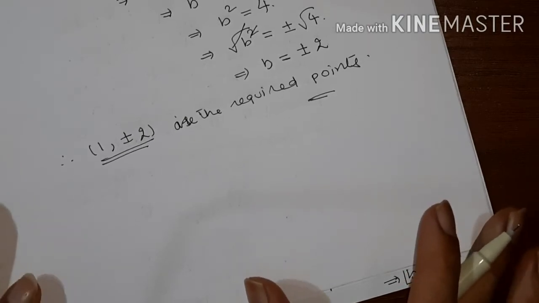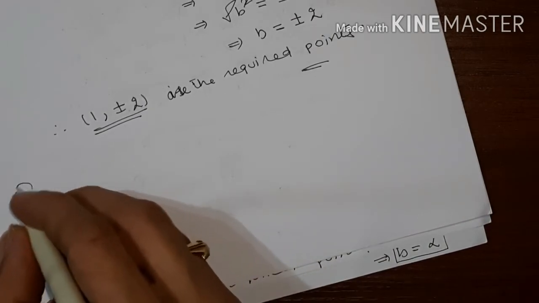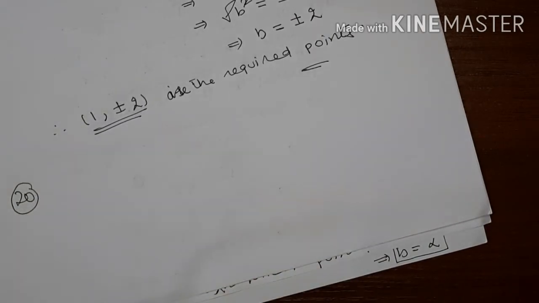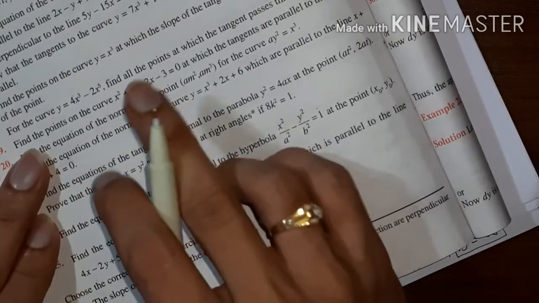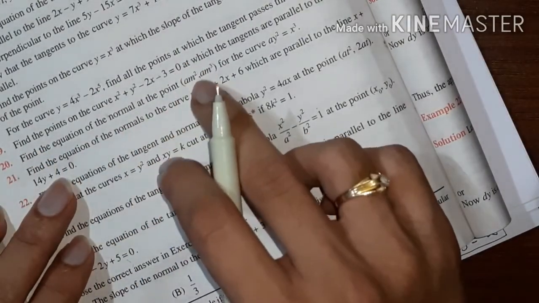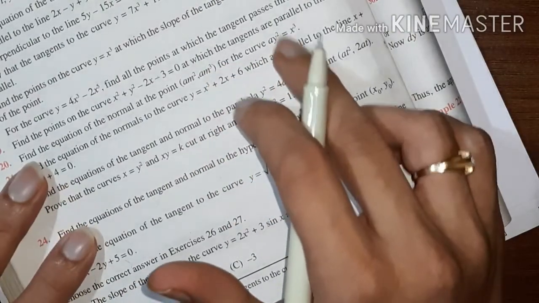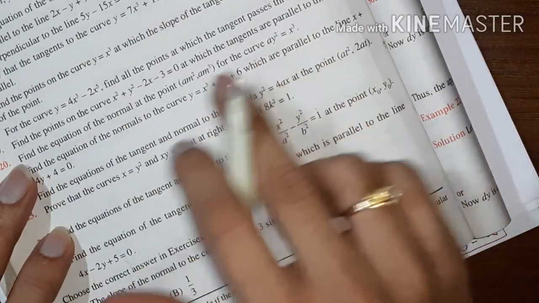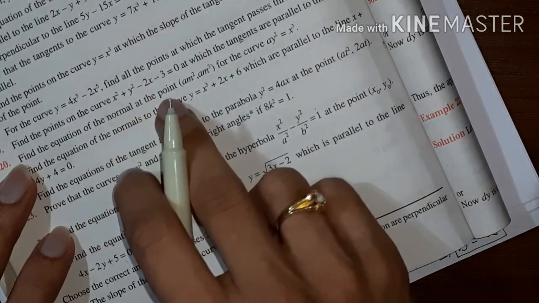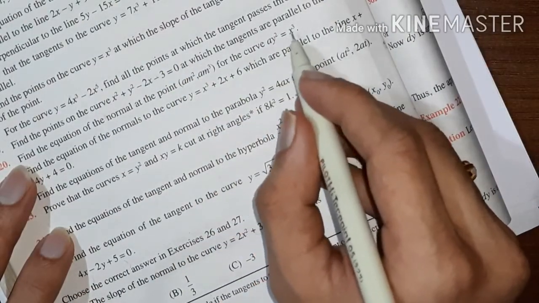Now let us look at the problem 20. So what is the problem 20? It is: find the equation of the normal at the point am square comma am cube, right, for the curve what? A y square equal to x cube, right? So this is the problem. Find the equation of the normal at the point which is given to you for the curve a y square equal to x cube.